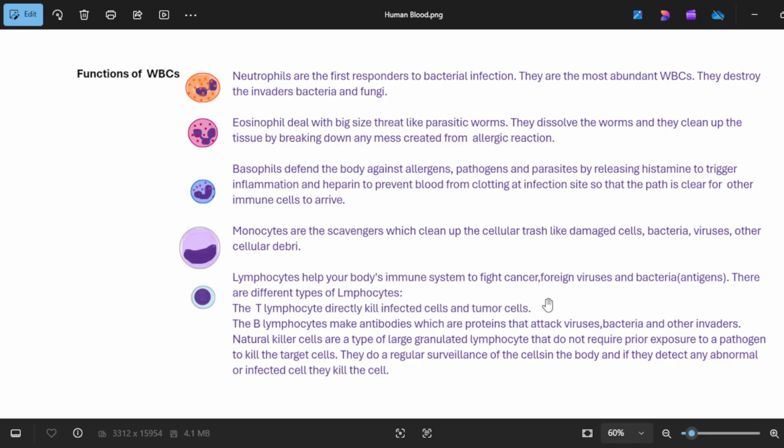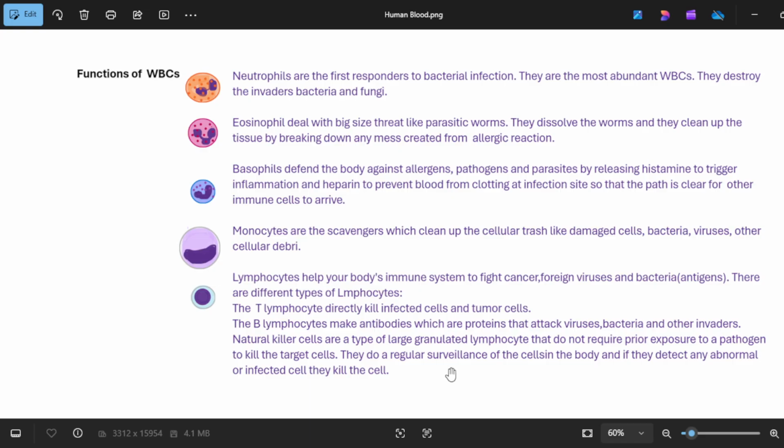These are different types of lymphocytes. T lymphocytes will be killing the infected cells and tumor cells. So whenever it finds any cell is infected or a tumorous cell is there, it will go and destroy that cell. Then we have the B lymphocytes. B lymphocytes will study the previous infection and make antibodies, so that if any future infection happens, these antibodies will kill that virus, bacteria, or other invaders.